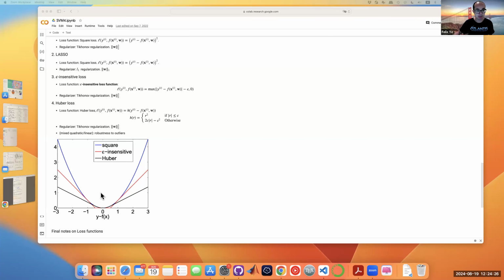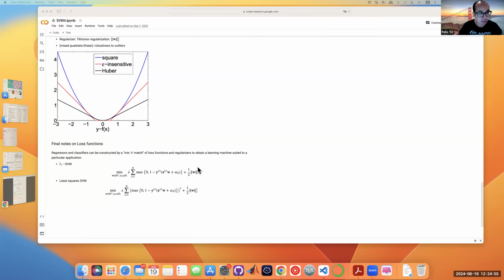So it basically combines the advantages of the square loss and also the linear loss, the absolute loss that we have. For the square loss, you can see the error value grows in a square way and gets really large if the residue is really large. So that will be very sensitive to outliers.